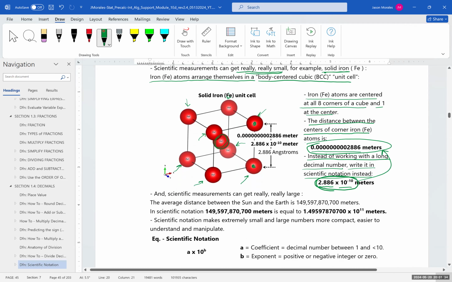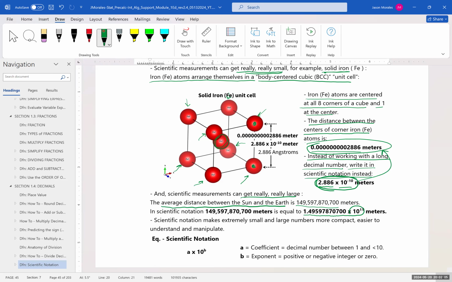And scientific measurements can get really, really large. The average distance between the sun and the earth is 149,597,870,700 meters. It's a really large number. So in scientific notation, that is equal to 1.495978707 times 10 to the 11 meters.